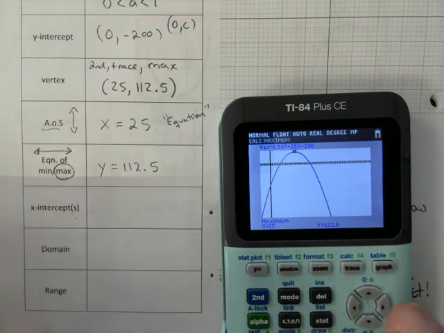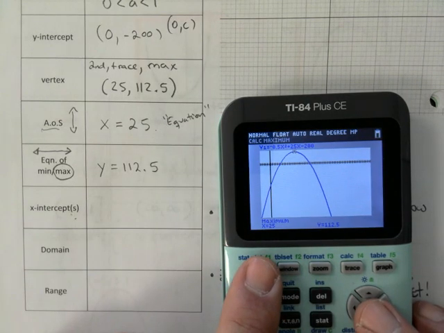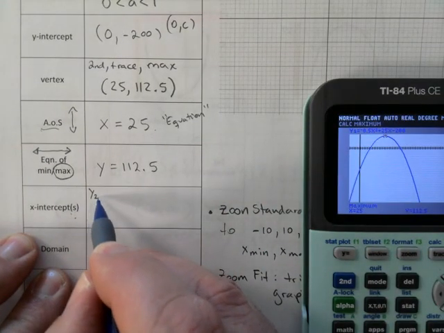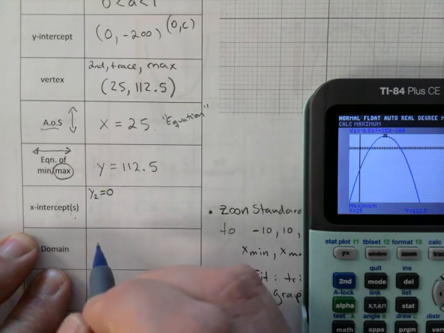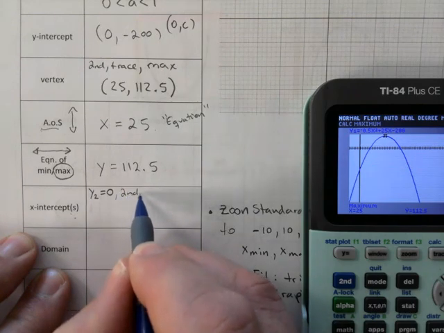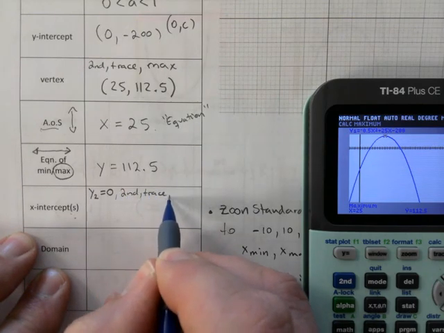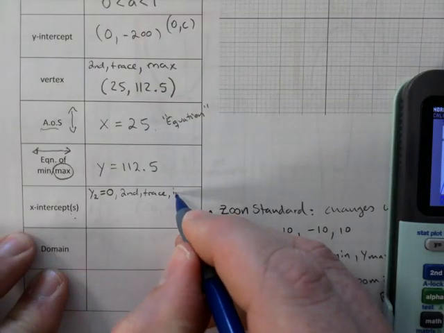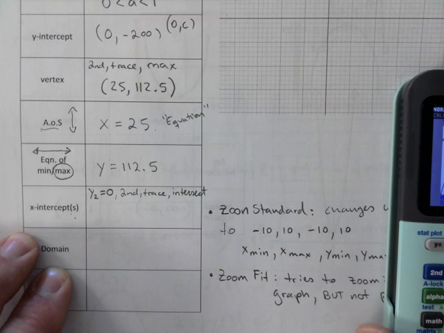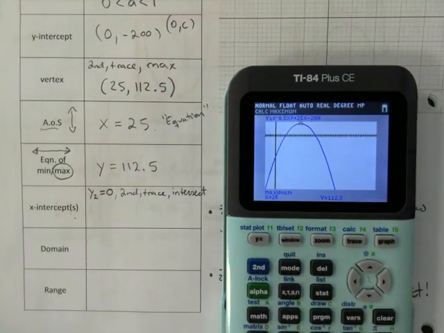You ready for this? Every teacher does it slightly differently. This is how I do it. I'll show you here. I let y2 equal to 0. And then I use second trace intersect. Second trace intersect. That's what I use to find the x-intercepts. Why? How so, Mr. Erickson? Why are you using that?